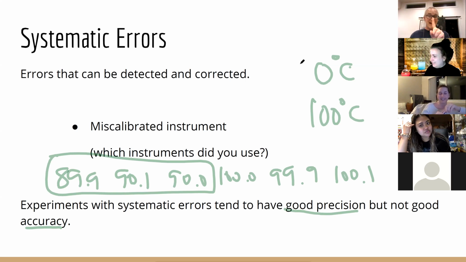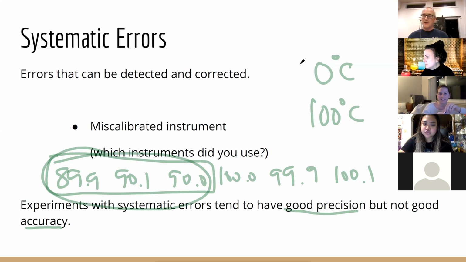But the question, is it accurate? If you're measuring the temperature of boiling water and you got these 3 numbers, would that be accurate? No, it's not accurate.